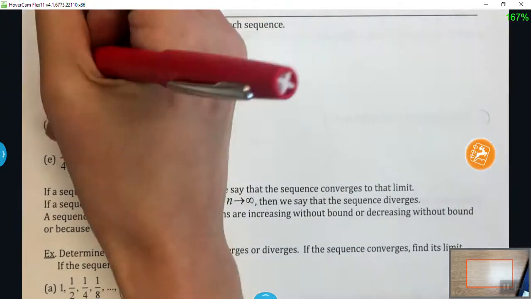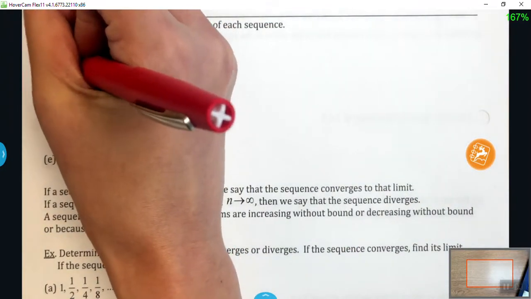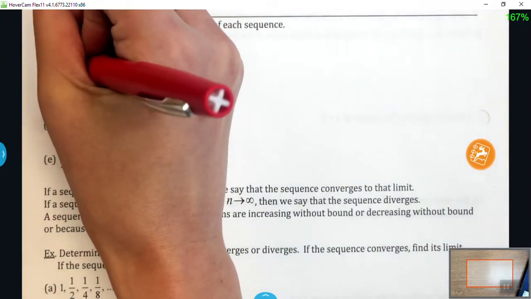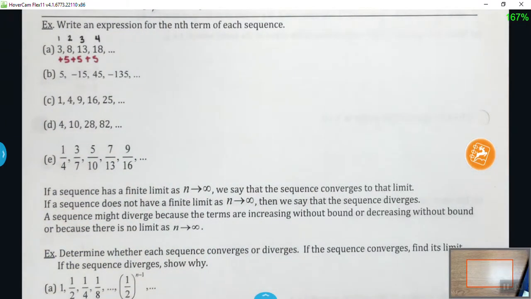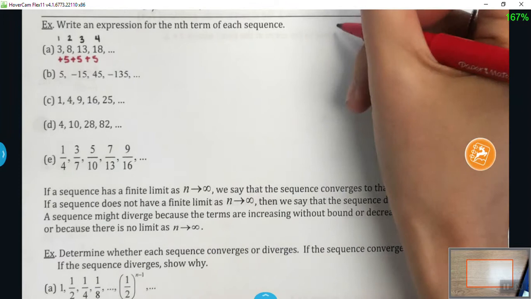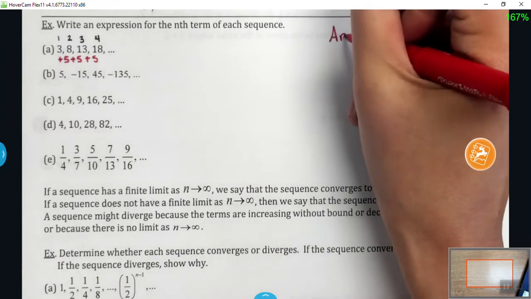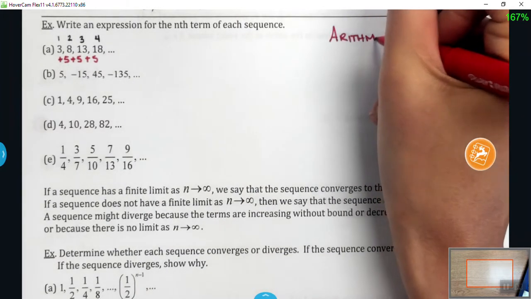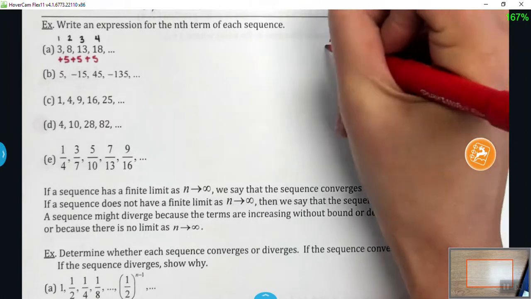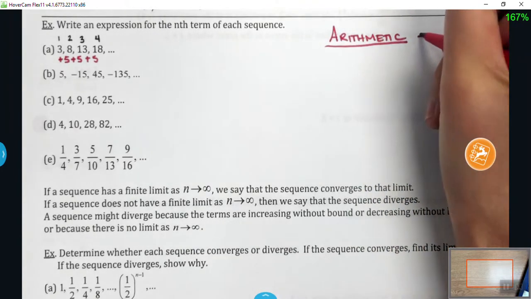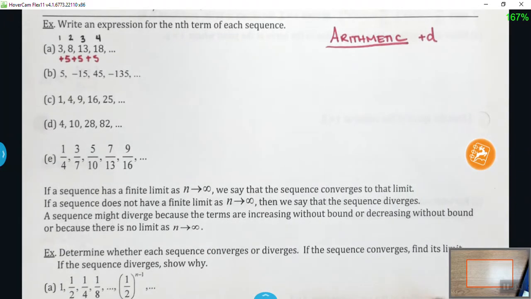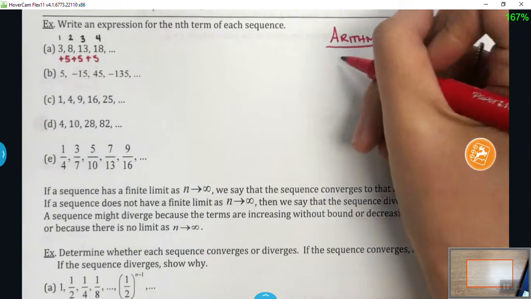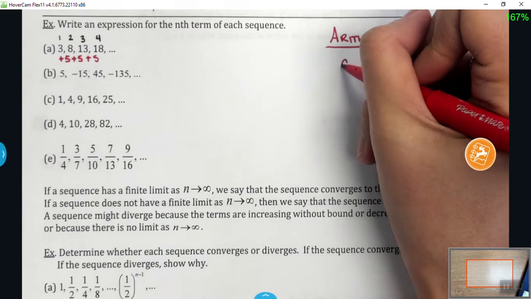Well, you said from 3 to 8 you do plus 5, and from 8 to 13 you do plus 5, and plus 5, right? What kind of sequence is that called? Yeah, arithmetic. Wait, is it capitalized? Does he just make one of them bigger? They're all capital letters, but you made the A bigger anyway. Yeah, it's a lowercase capital letter.